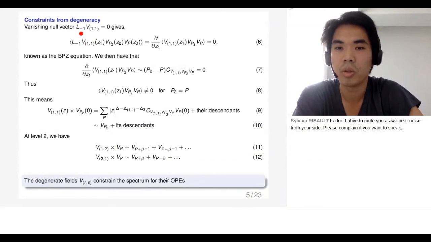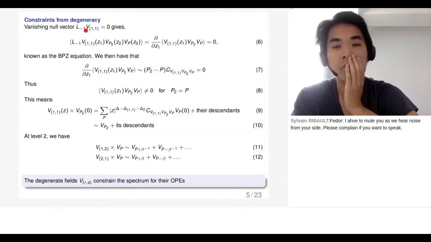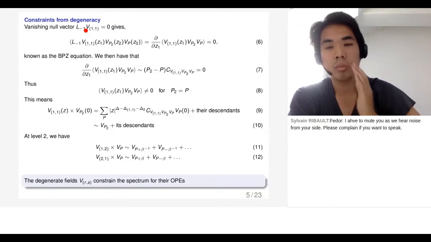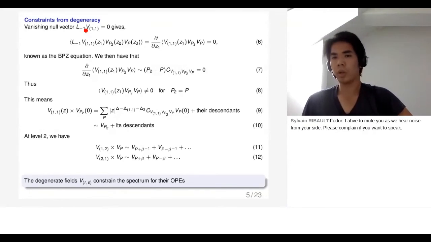Because we imposed that the null vector vanishes. Yes, but we are going in circles. This would be true in a unitary theory, but in a non-unitary theory, we don't know that one implies the other. But this is true at generic central charge, right? No. There are examples where you have a field which is null, but there are some higher-point correlation functions which do not vanish.